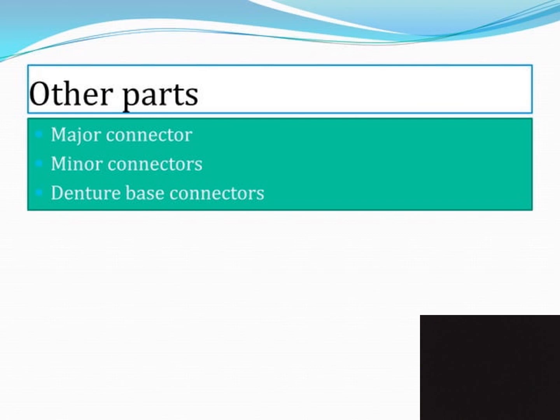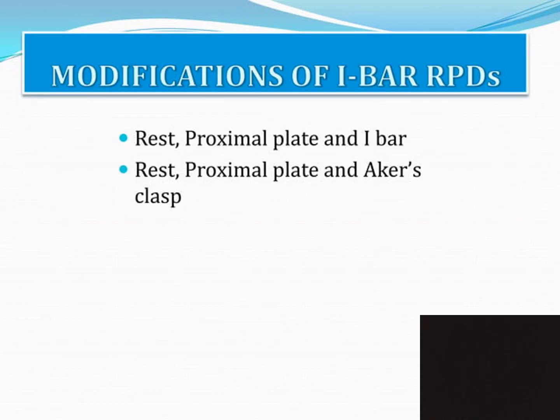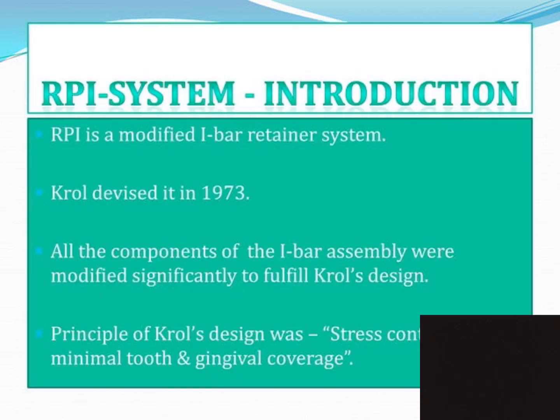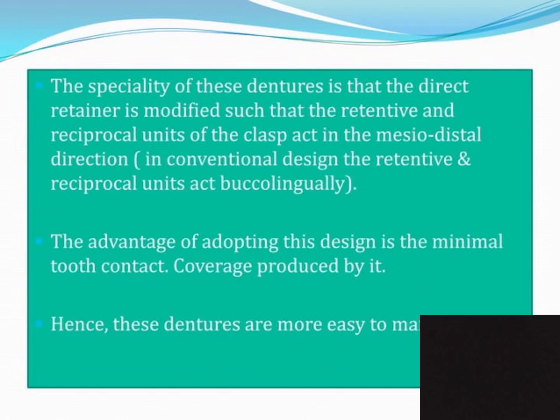Other parts included in the RPI system are the major and minor connectors and denture base connectors. Some modifications of this I-bar RPD include rest, proximal plate and Akers clasp, which is known as the RPA concept, a modification of the RPI concept. The RPI system is a modified I-bar retainer system. Kroll devised this in 1973. All the components of the I-bar assembly were modified significantly to fulfill Kroll's design, which is known as the RPI system. The principles of Kroll's design were stress release, minimal tooth and gingival coverage.